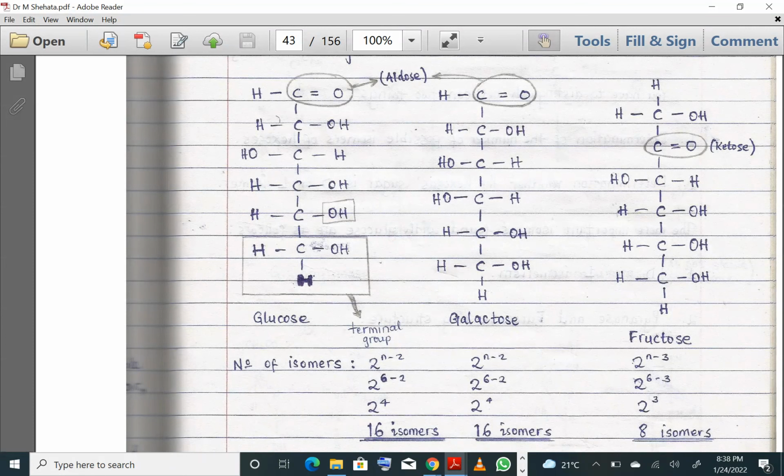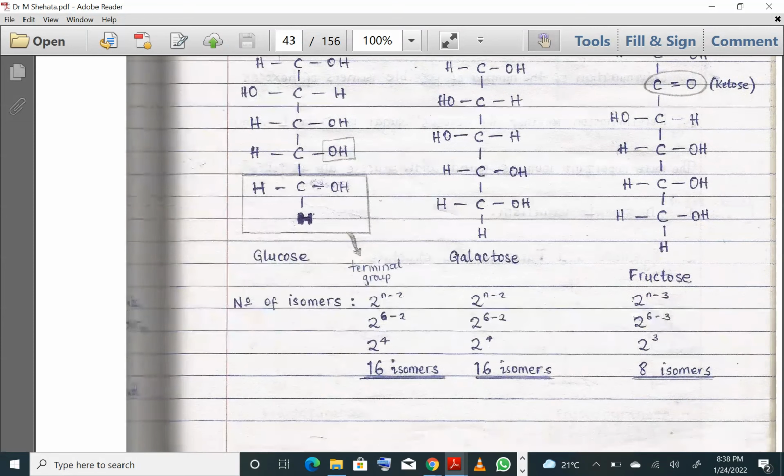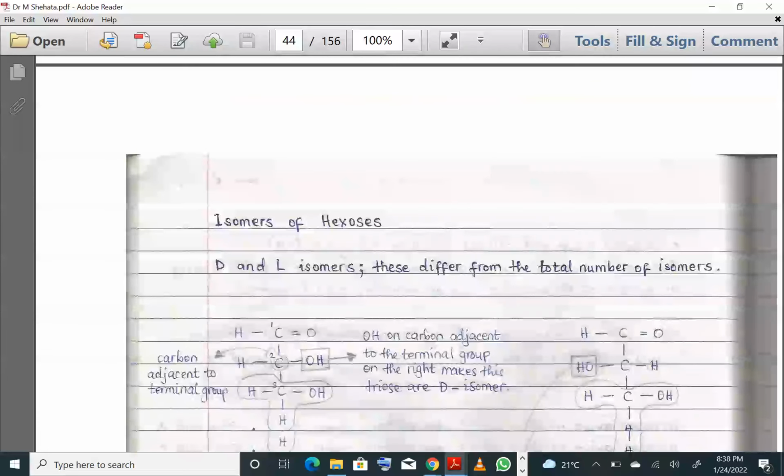So that's fructose there. Remember, for the number of isomers, what did we say we do? For the aldoses, we say 2 to the power n minus 2, isn't it? So that's why we are using those formulae for glucose and galactose, because they are both aldose sugars, whereas for fructose we are using 2 to the power n minus 3 because it's a ketose sugar. Something that we had discussed earlier on. I just thought I should highlight that.